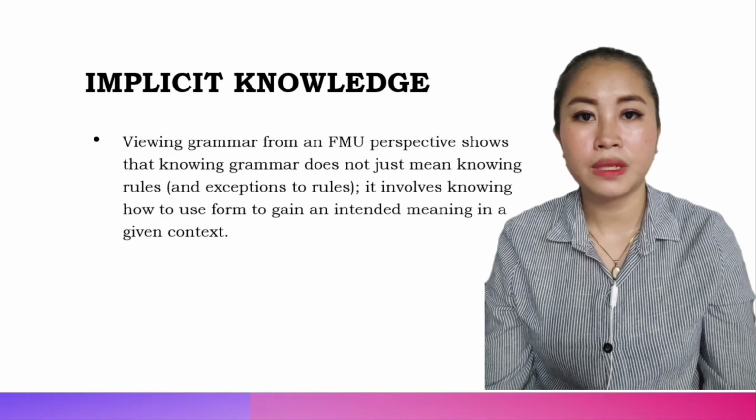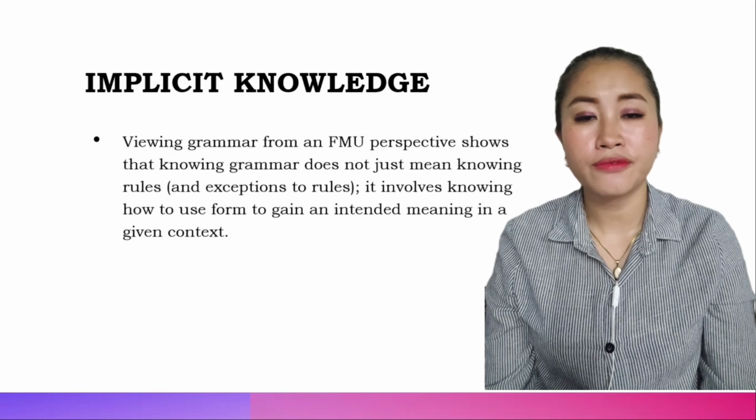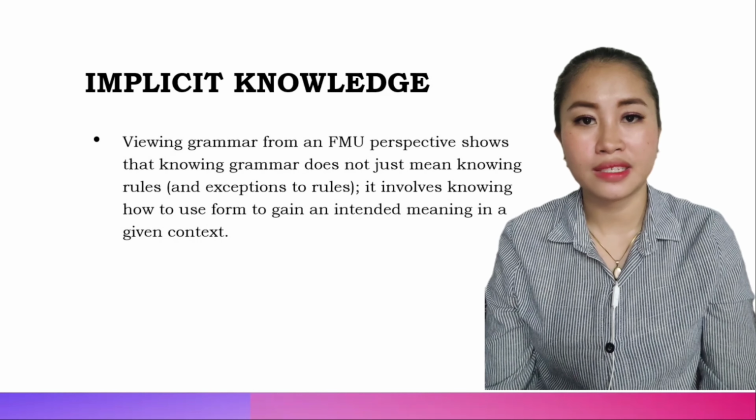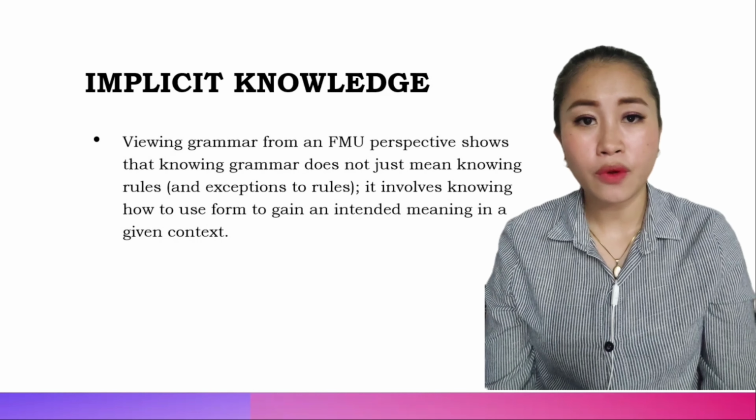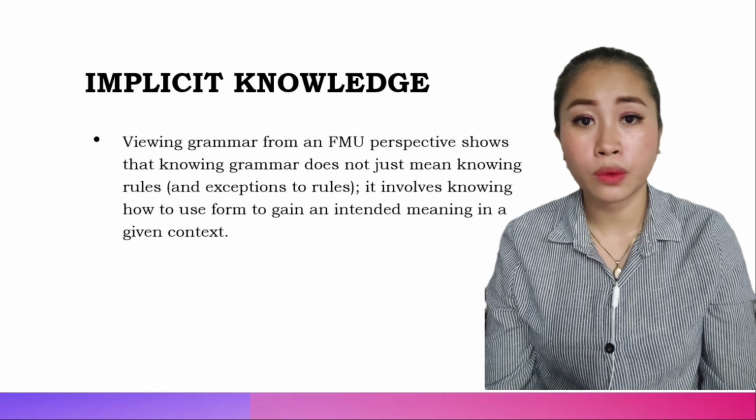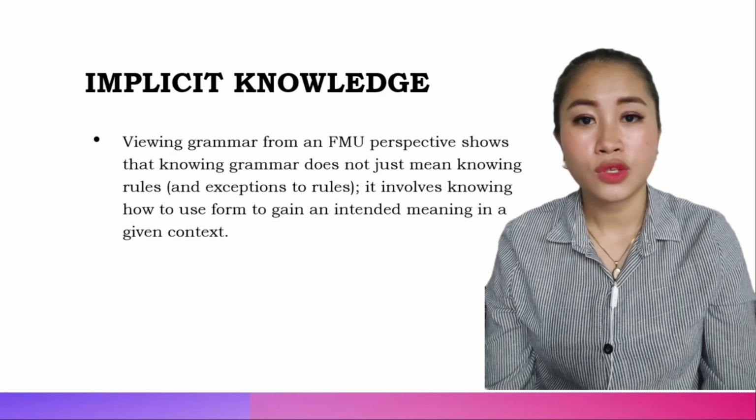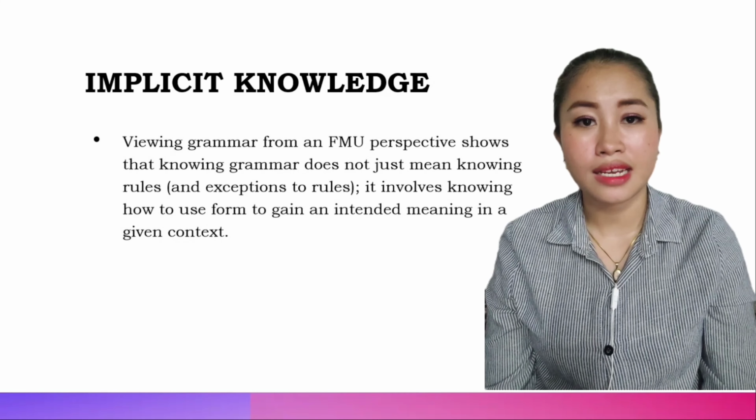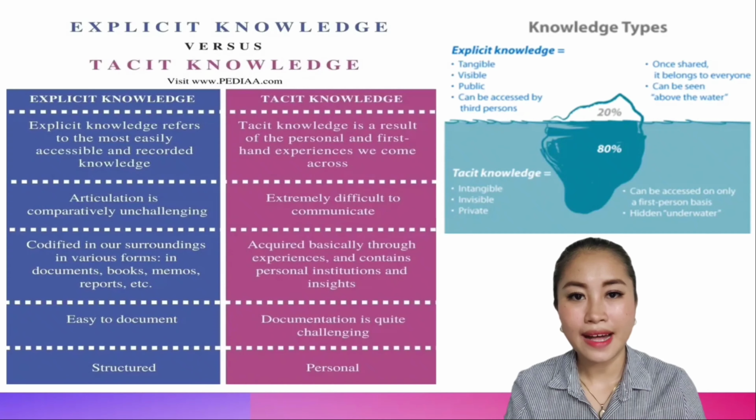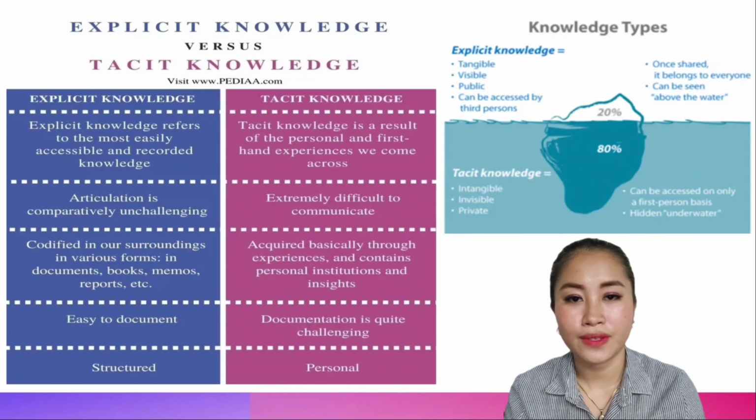So let's talk about implicit knowledge. Viewing grammar from an FMU perspective shows that knowing grammar does not just mean knowing rules or exceptions to rules. It involves knowing how to use form to gain an intended meaning in a given context. So now let's take a look at the tables on the screen.